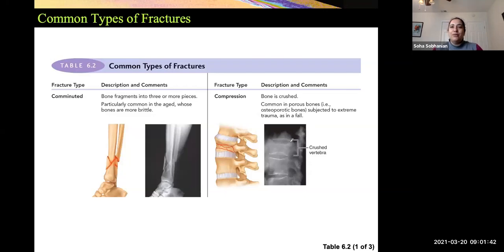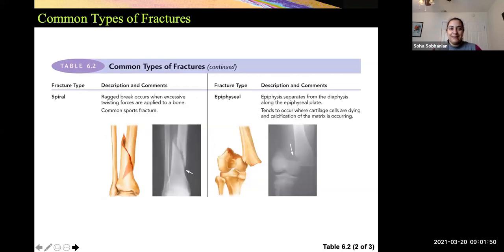You just have to wait for it, limit your movement, and it's not like you can put a cast around it. So hopefully nobody suffers through that.